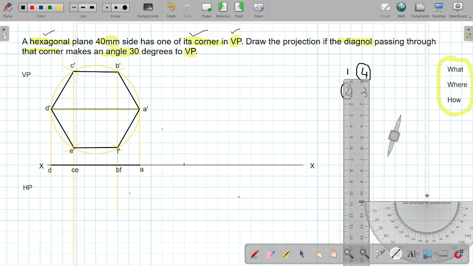Then we will join this point by this line, a very light line again. As again it was given in the question that one of its corners is on VP. So which corner? The corner which we have kept on the right hand side, that is A dash, should be on VP. On VP means it should be on the XY line. So we have to maintain this position of A on the XY line. So this is the reference now.